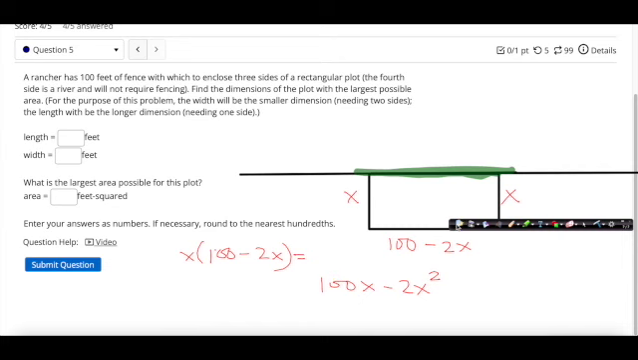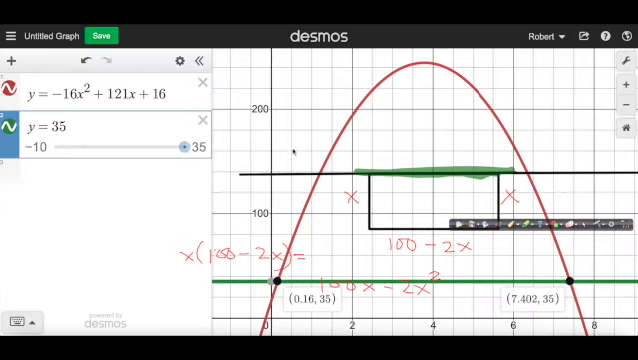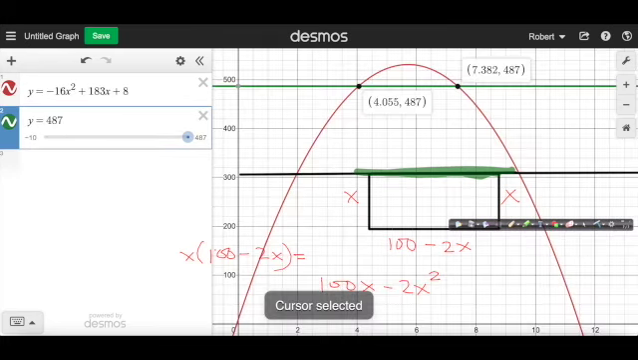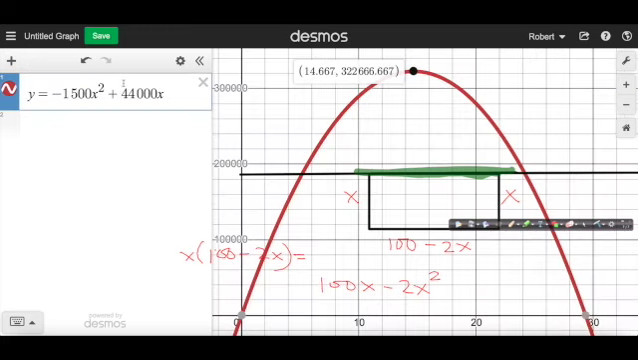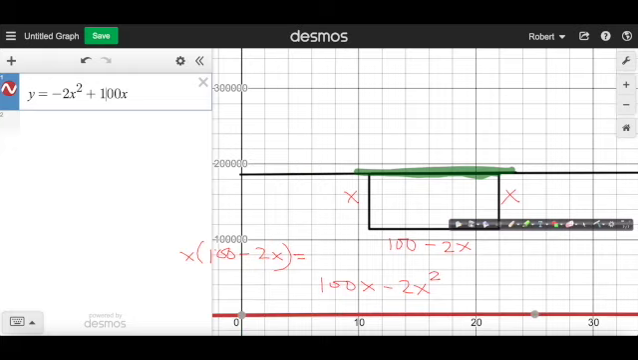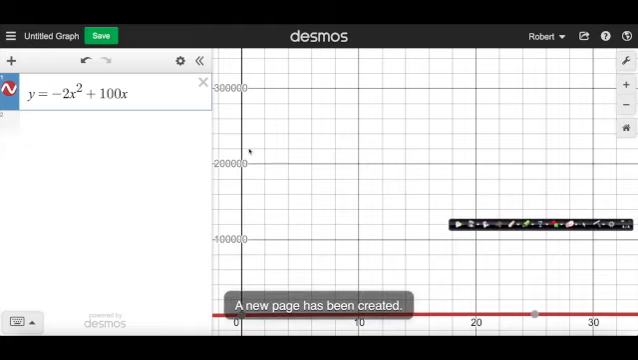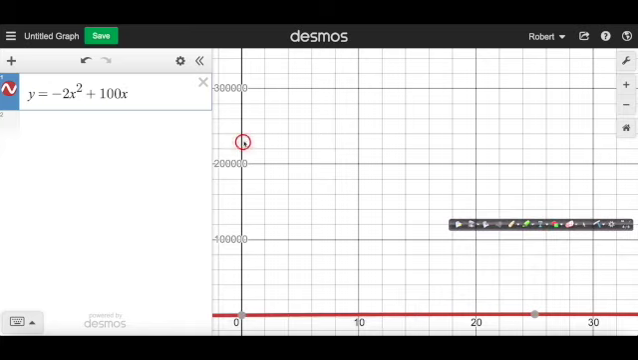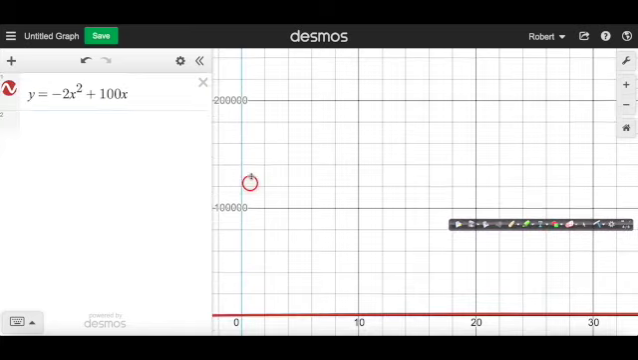This one's actually so easy you could probably do it in your head, but just to illustrate that you don't have to, I'm going to go back to Desmos. 100x minus 2x squared, or negative 2x squared, since I already have it like that, plus 100x. Now, the thing that happens this time is that you just can't see it the way things are. The graph is way too out of proportion, so we're going to need to shrink the dimensions down so we can get a look at this.